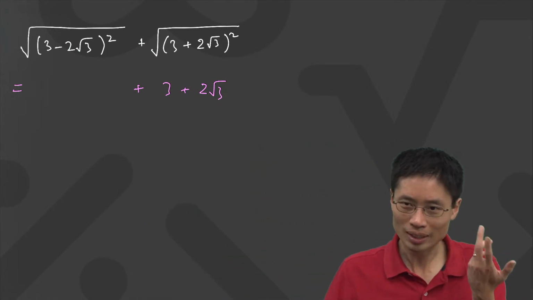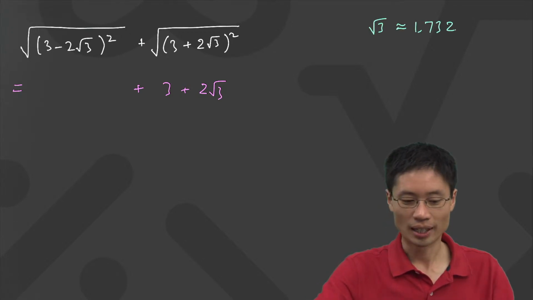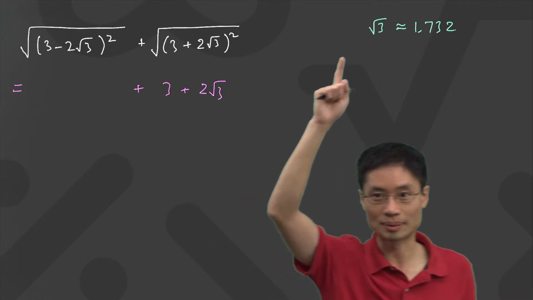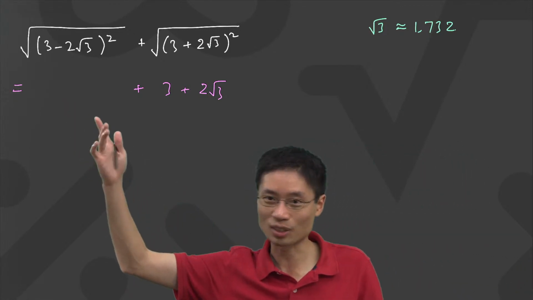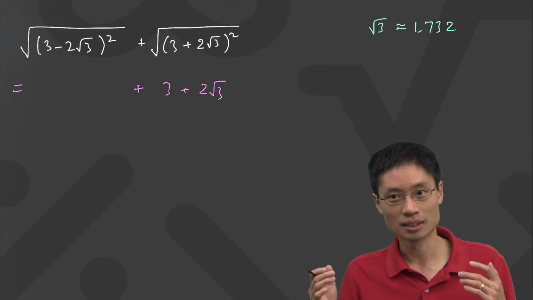So somehow I sort of remember that square root of 3 is about 1.732. And already you see that you have trouble. Because if I double that, 2 times this is 3.4 blah blah blah. And if I have 3 minus a 3.4 blah blah blah, that's no good, because that's negative.